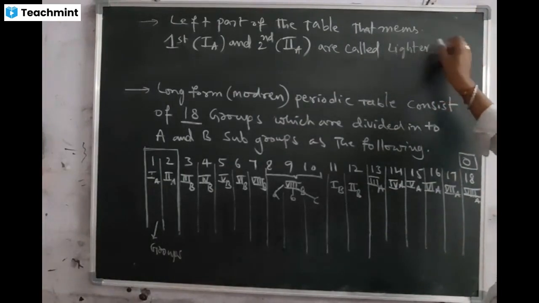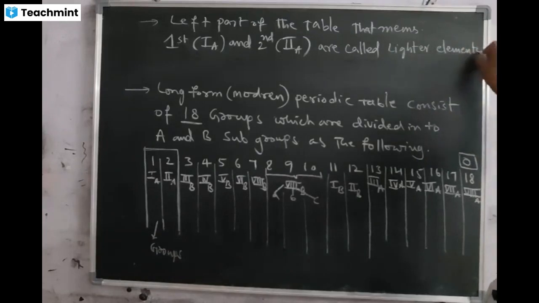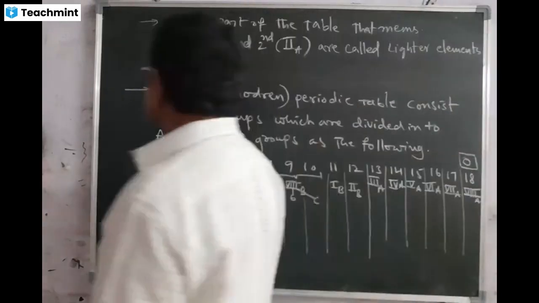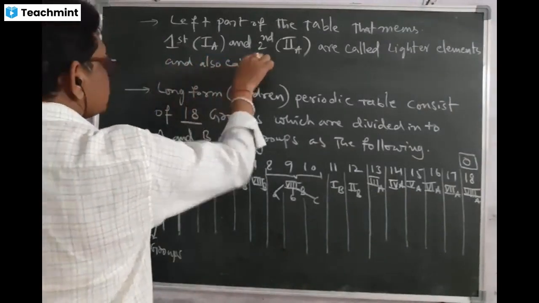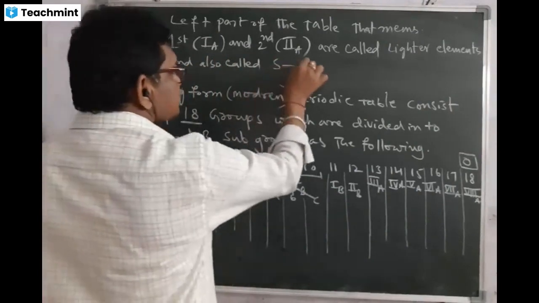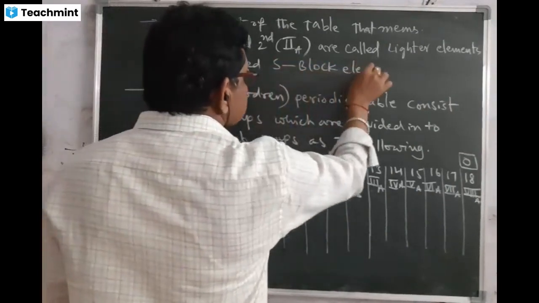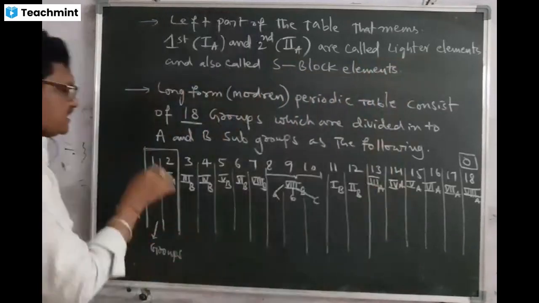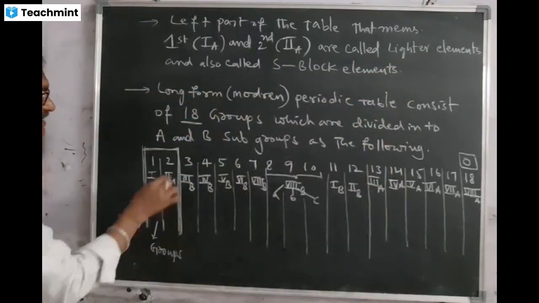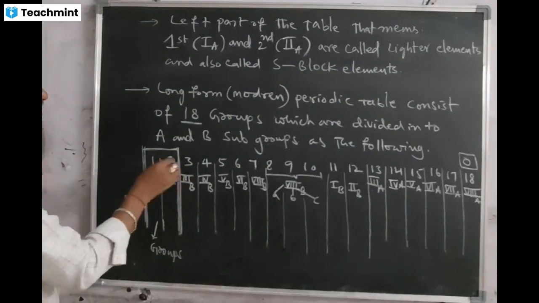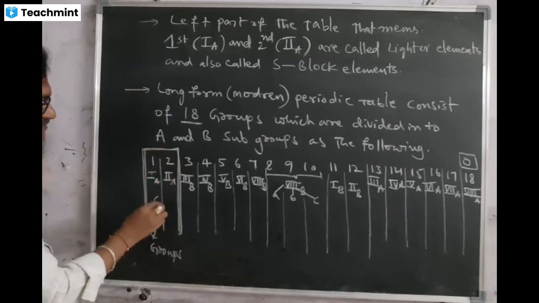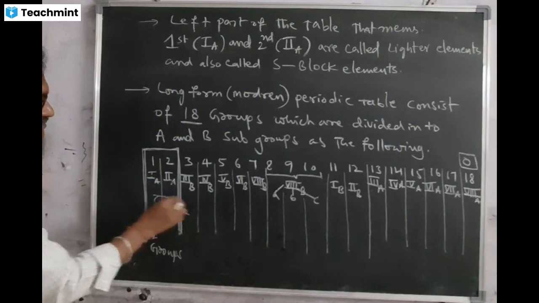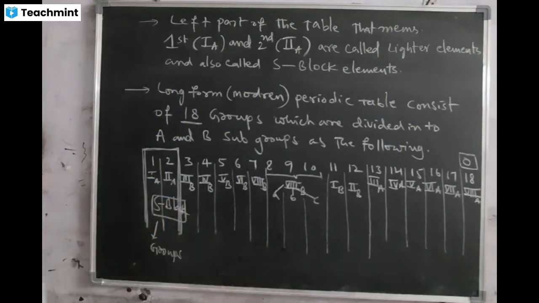lighter elements, and also called S block elements. That means here this first A, second A, this is the complete left part. You know, this left part group elements are called what? S block. You remember, this is S block. First A and second A, nothing but S block, and also called lighter elements.